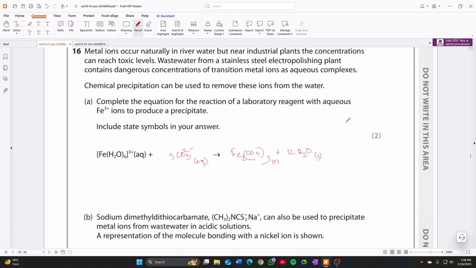Okay, so it's easy to figure out that it's Fe3+. What is a radical that could react with Fe3+ and produce a precipitate? We already know that almost all carbonates are solids. That means if we react this iron 3 plus with a carbonate, it will produce a solid precipitate. So we give CO3 2-, which produces Fe2(CO3)3, and this 6 H2O will come out and produce 12 waters. So this is our reaction.